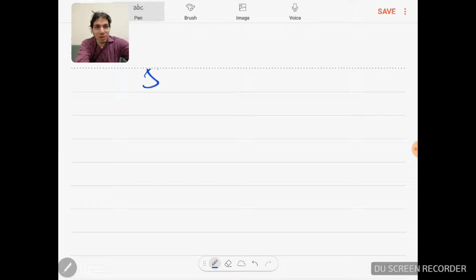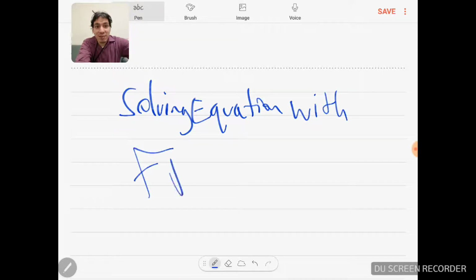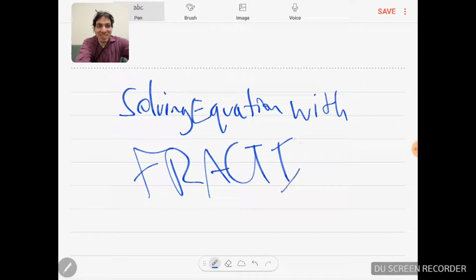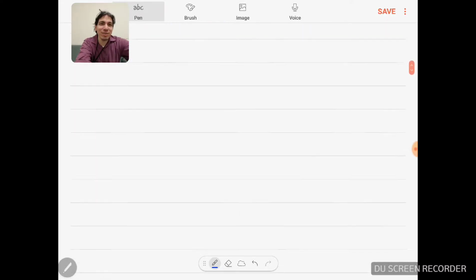Whoops, sorry, blooper right there. Solving equations, but with, well, I can't write with today. Fractions, yay. Okay, joking aside.